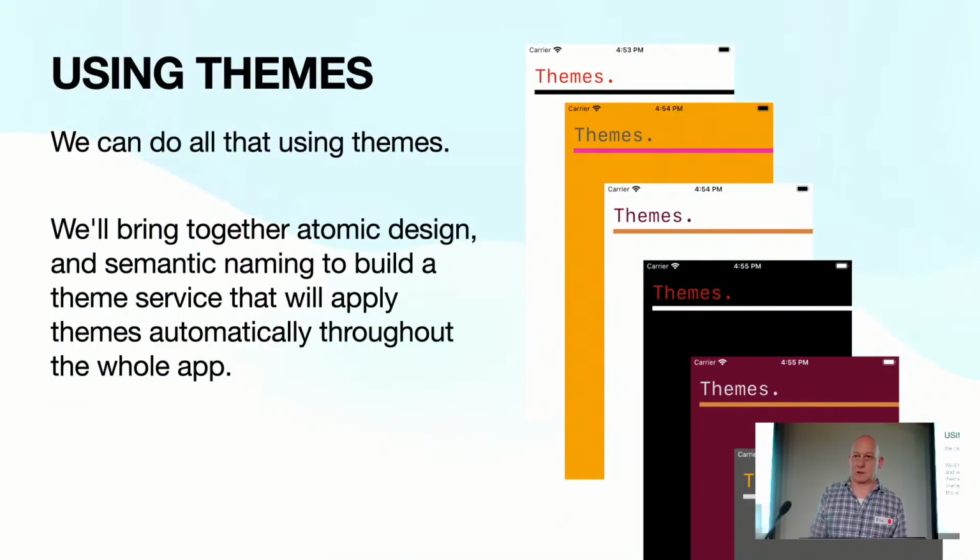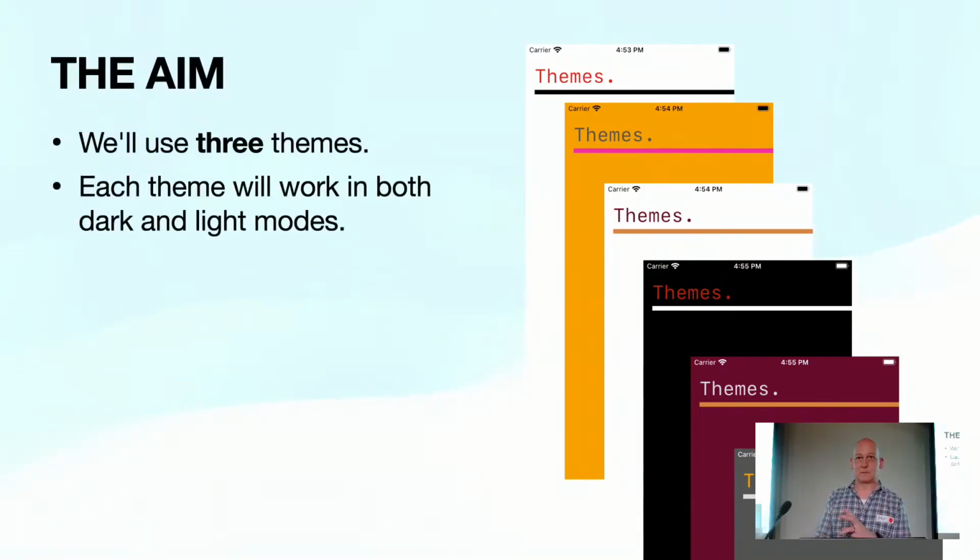So we'll bring together some of the concepts that I just talked about in that introduction. I think the introduction is actually longer than the code part of this, to be honest, because it's not that difficult to do. But we're going to put together a bunch of themes. That's 3 themes, and each theme has dark and light mode. So we essentially get 6 themes out of this.